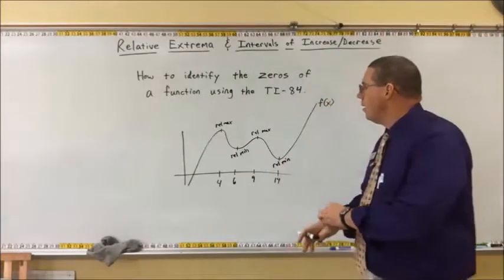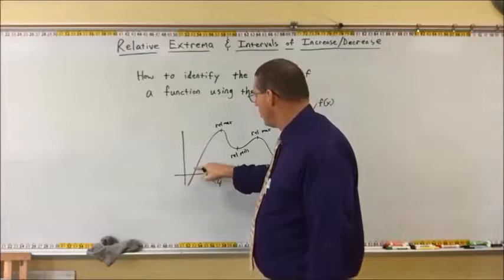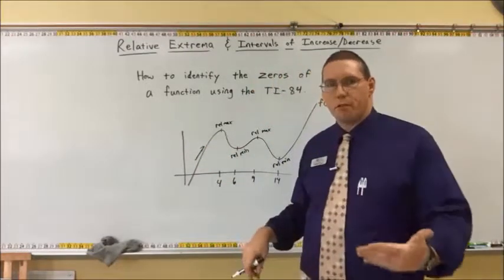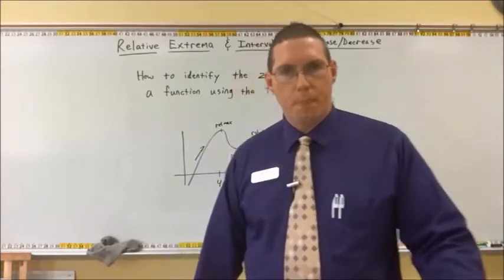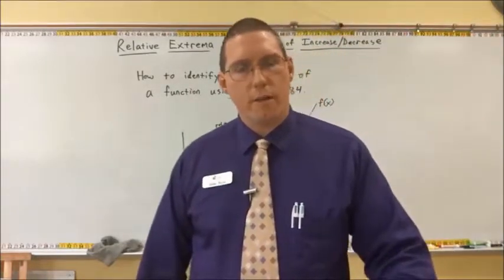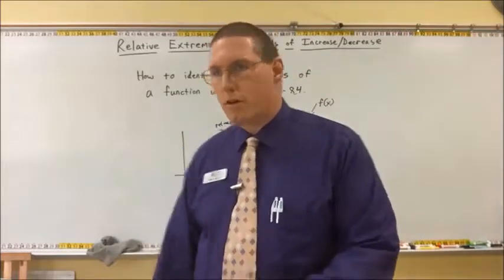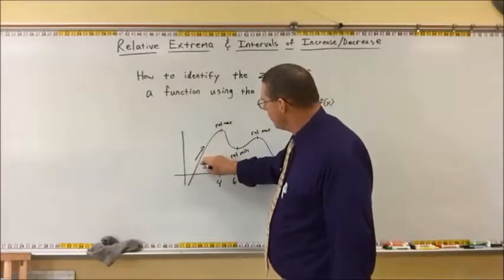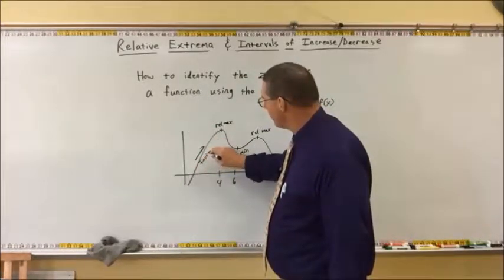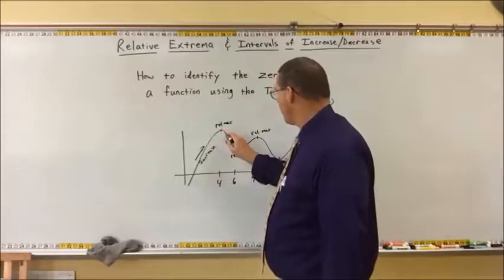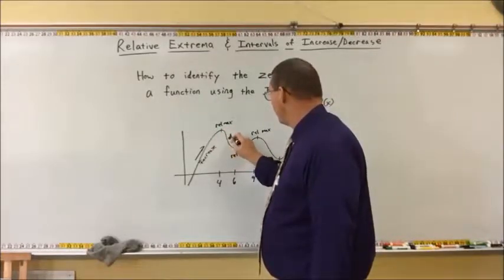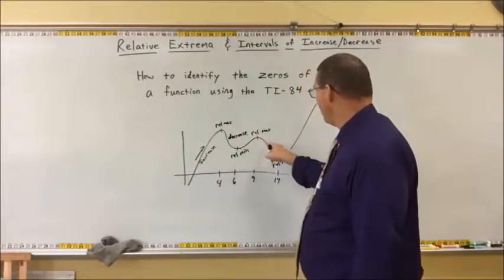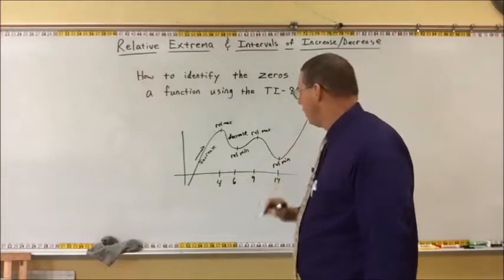Okay? Then, because along this interval the graph has a positive slope, if you remember from my last video, positive slope means increasing, negative slope means decreasing. So because this graph has a positive slope right here, this is an interval of increase. And because the graph has a negative slope here, that is an interval of decrease. And then here's an interval of increase, an interval of decrease, and an interval of increase.